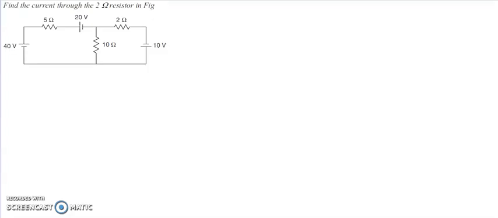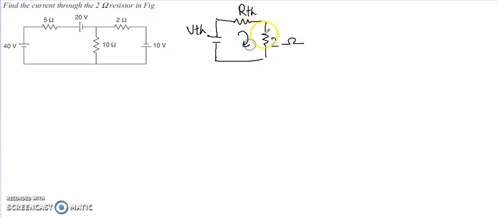The question is, find the current through the 2 ohm resistor. So how can we solve it by using Thevenin's theorem? That is, we have to find the Thevenin equivalent of the circuit. That is, we have to find the VTH and RTH by removing 2 ohm, and then finally we have to draw the equivalent circuit, replace the 2 ohm here, and then find the current through the 2 ohm resistor.